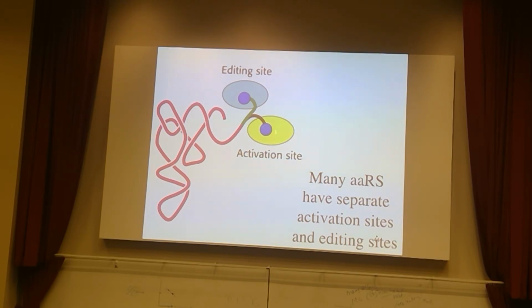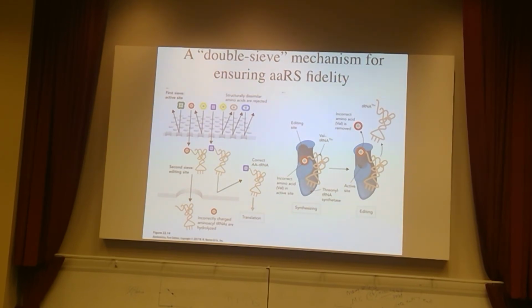And as we take a look at these enzymes, we'll see that the activation site, where it conjugates the amino acid onto the tRNA, is just one of 2 active sites in the enzyme. There's also a separate editing site where it can go and check to make sure it's getting it right and cleave it off if it hasn't. So this is a 2-step process. We call it a double sieve.